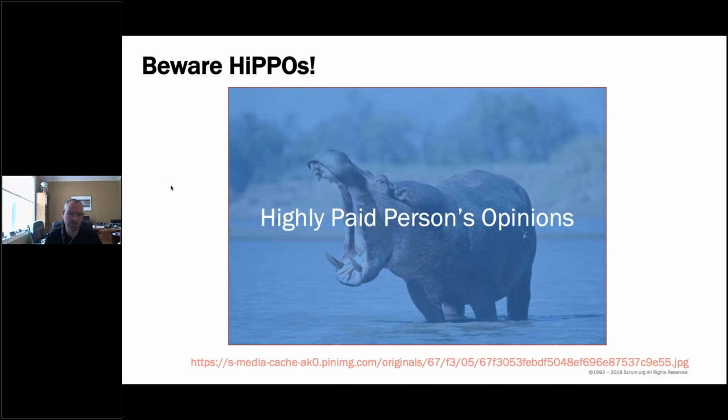But we've all worked with hippos. We've all witnessed this. Beware of them. Take them as an input. Don't ignore them, because that input is important. But just remember, as we're building this agile culture, they're one piece of the puzzle, not the entire puzzle.